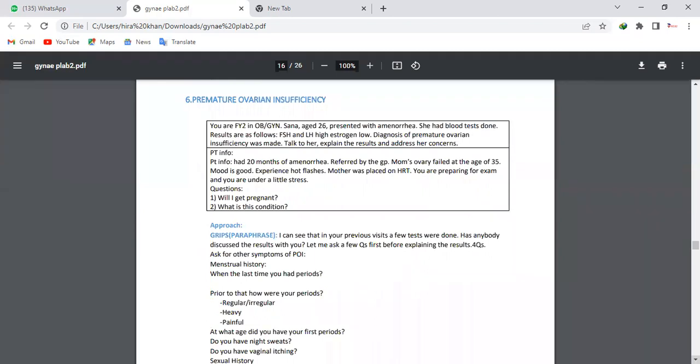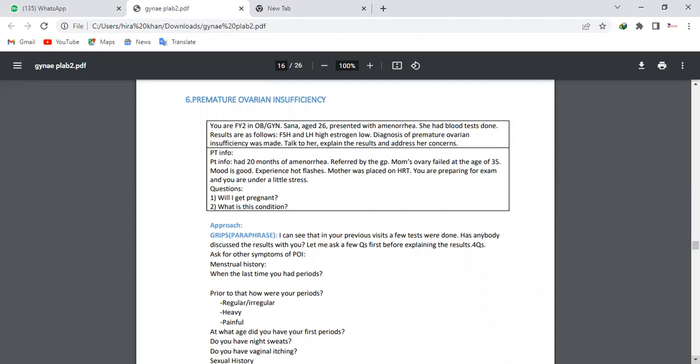The next question is premature ovarian insufficiency. So it is almost the same as what we have discussed before. So you are referred to the OBS and Gynae. Sana, age 26, presented with amenorrhea. She had some tests done. Results are as follows: FSH, LH high, estrogen low. Diagnosis of premature ovarian insufficiency made. Talk to her, explain the results, and address the concerns.